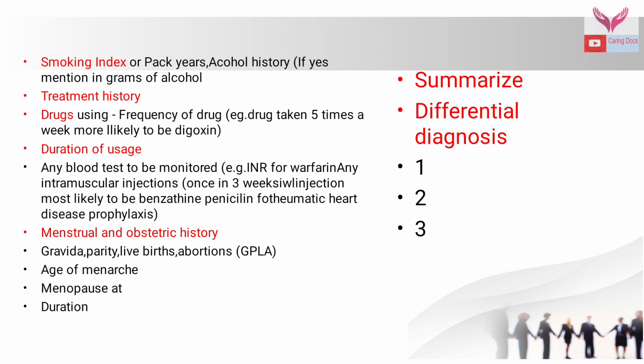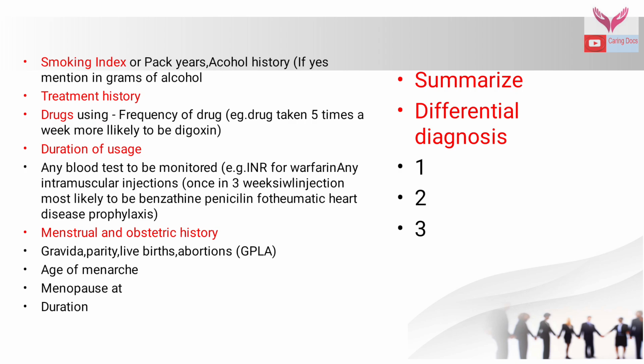We have to ask him about the smoking history, how many packs of cigarettes he consumes, alcohol, how many grams he consumes, whether there is any history of treatment, if he is taking some drugs, what are the drugs, what is the frequency of drugs, whether it is taken daily, alternate day or 5 times a day, duration of the dosage, any blood test he has undergone so far or is undergoing regularly. For example, if the patient is on warfarin, he periodically checks his INR. Any history of intramuscular injections once in 3 weeks? That is most likely penicillin for rheumatic heart disease patients.